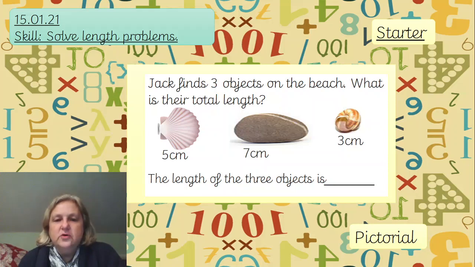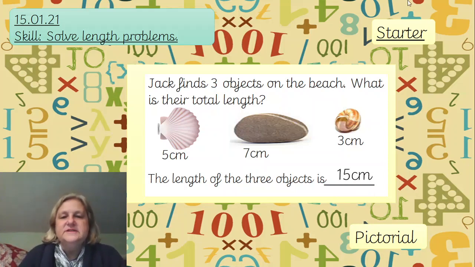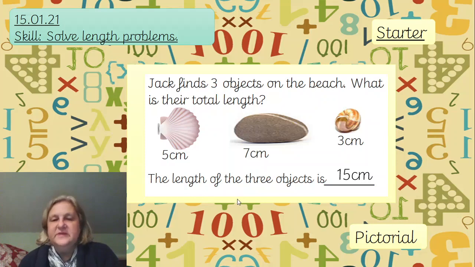So if you add those up, the length is 15 centimetres. You've got a nice number bond to spot here, which is the 7 centimetres add 3 centimetres is 10. So if you happen to count all of these up on your fingers and get 12 to start with, you get a nice easy 10. Add on the 5 is 15.